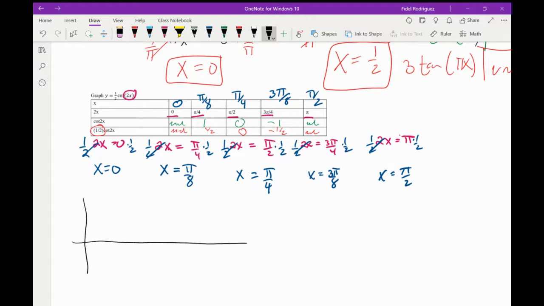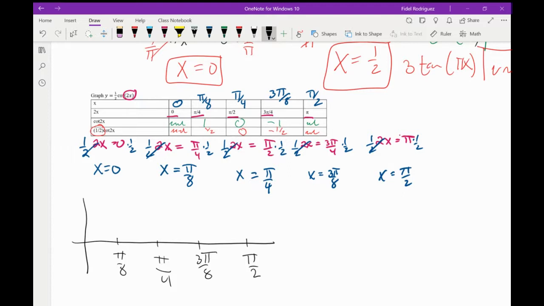So we're going to sketch our picture. So 0, pi over 8, pi over 4, 3 pi over 8, and pi over 2. Okay. And then, let's see, at 0, it's undefined.